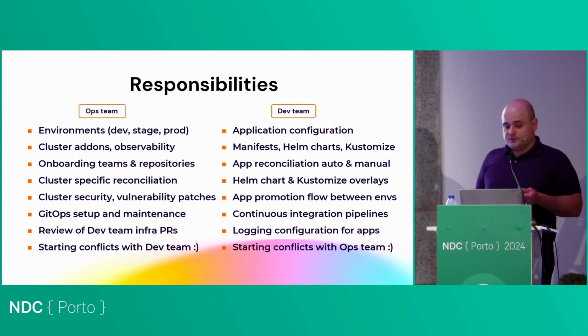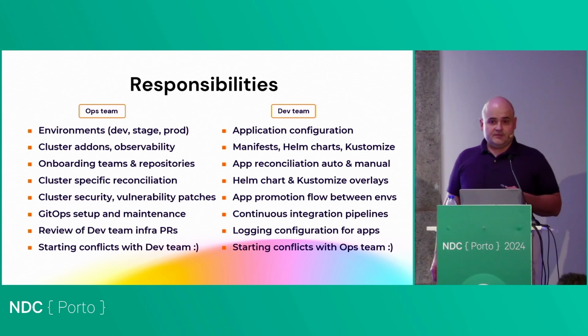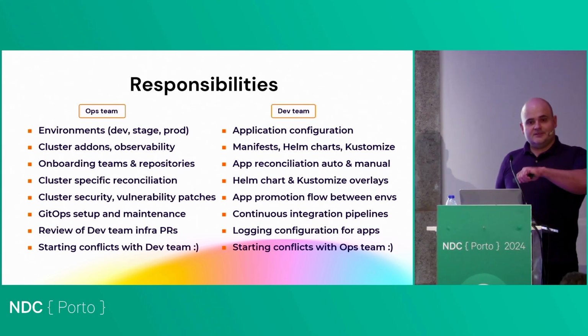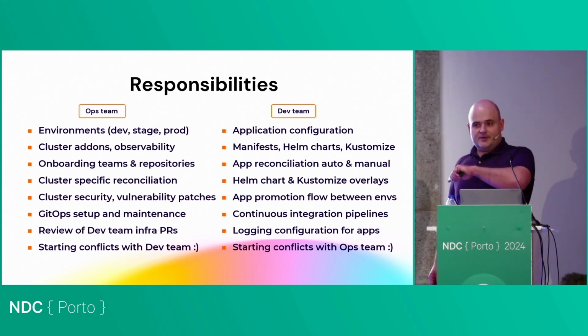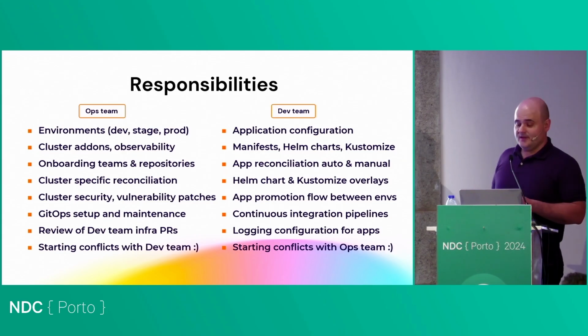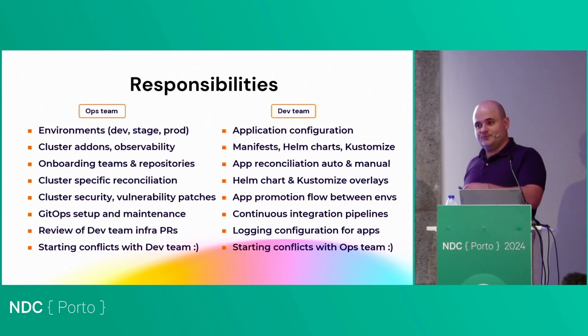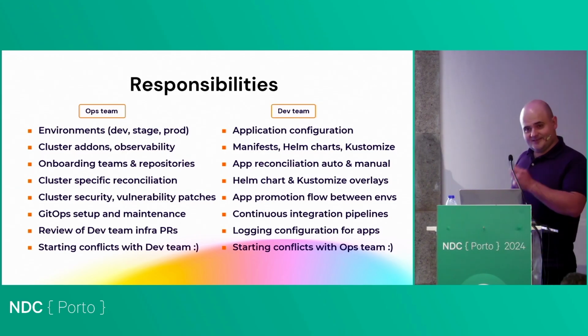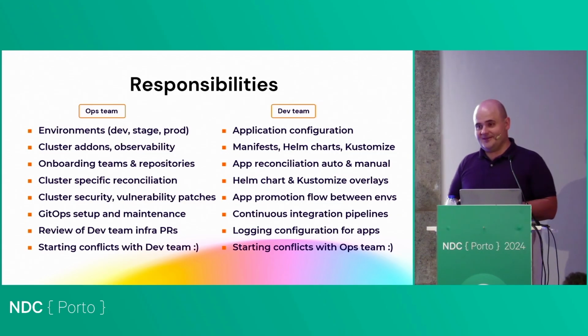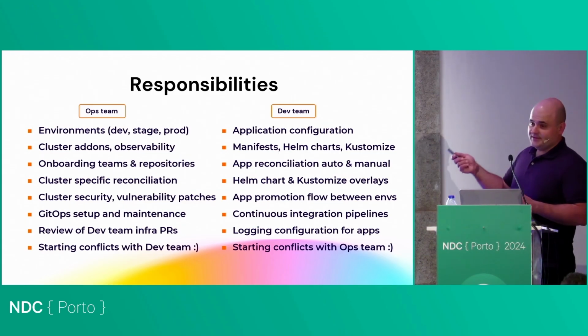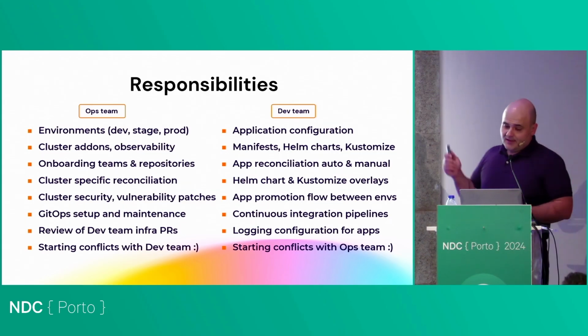And operations is also responsible for starting conflicts with the dev team, because it's always the dev team that has done something bad and not infrastructure. And vice versa, because if something doesn't work in your application, it's the infrastructure guys, unfortunately, or fortunately. So conflict is a part of GitOps also.